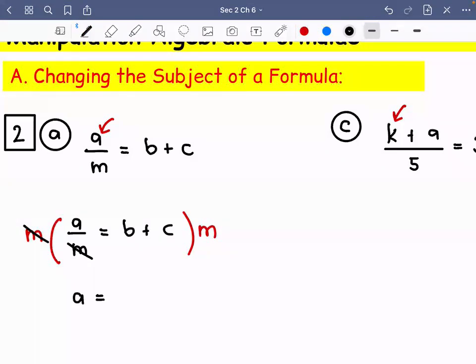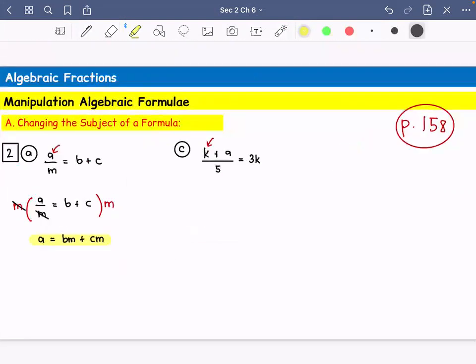So A is equal to, but I still have M here, right? So M times B, M times C. So we got MB plus MC, or BM plus CM. Okay, let me write it like that. So BM plus CM. Okay, so that's your answer.